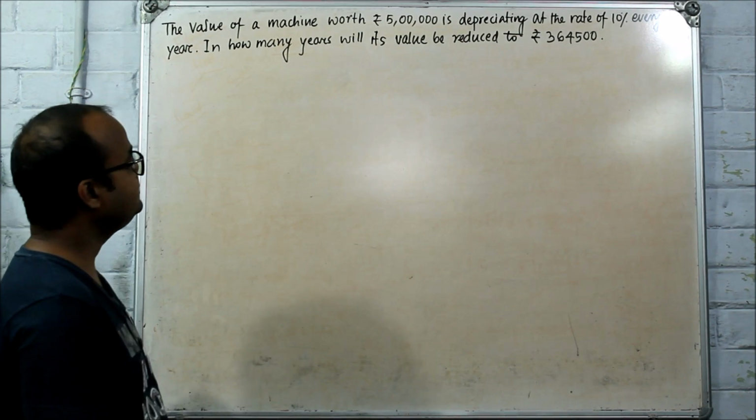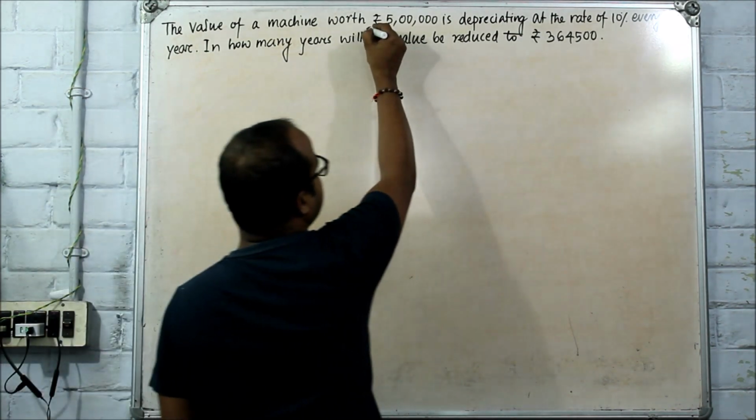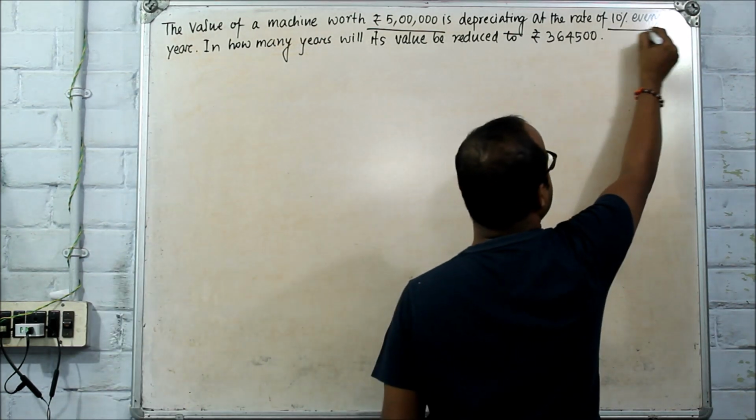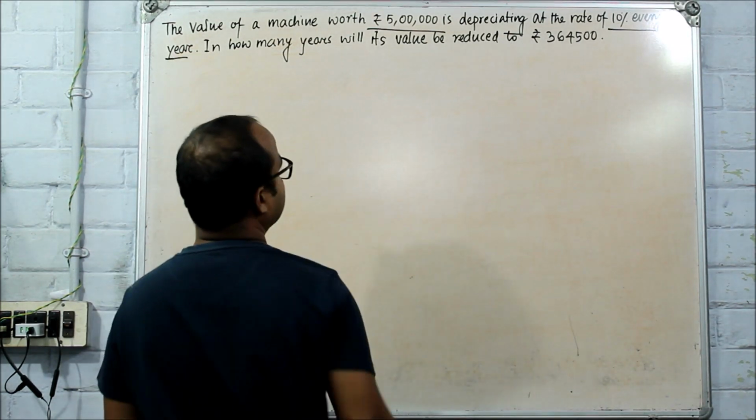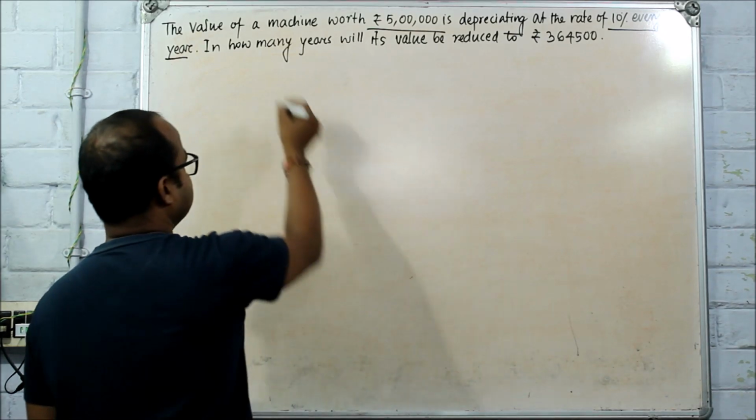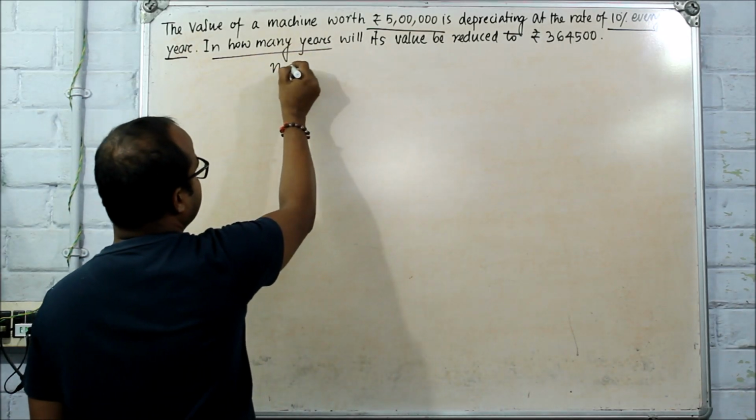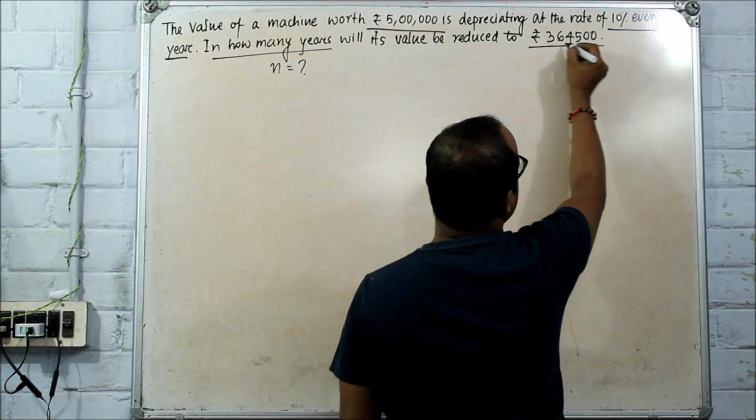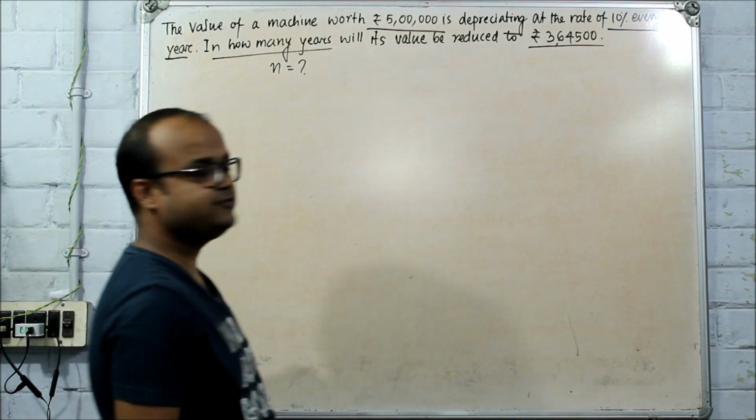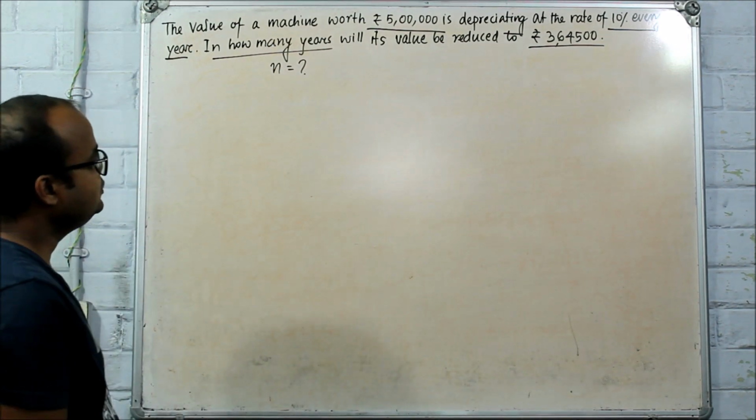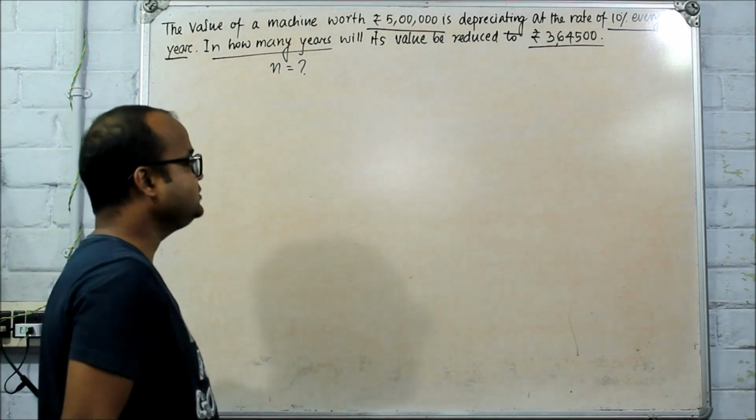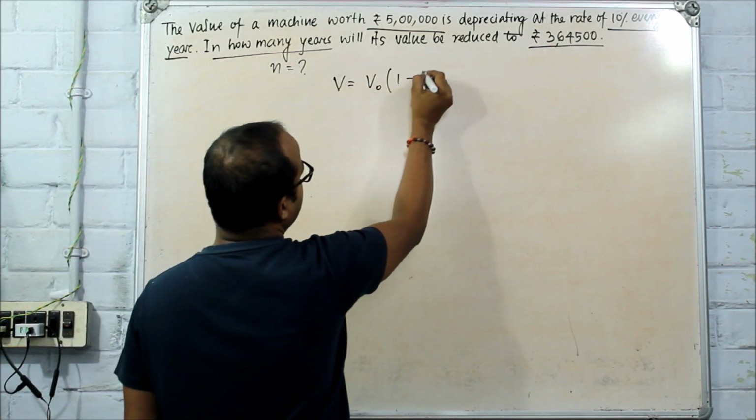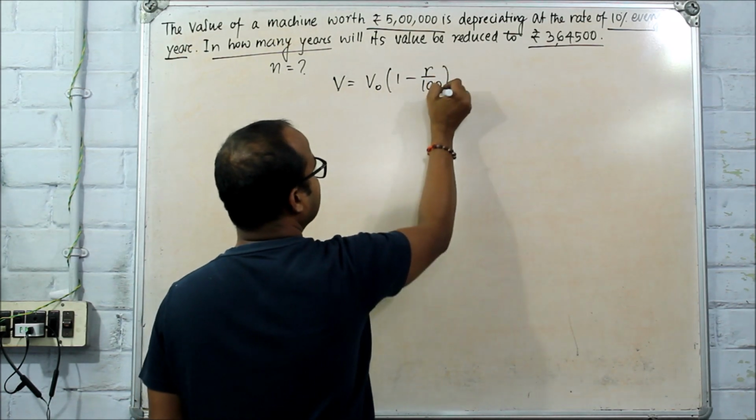Let us discuss this problem. The value of a machine worth rupees 5 lakh is depreciating at the rate of 10% every year. In how many years? That means we need to find out the time, that is n. Will its value reduce to 3,64,500? So this is the case of depreciation. So formula is V is equal to V0 into 1 minus R by 100 to the power n.